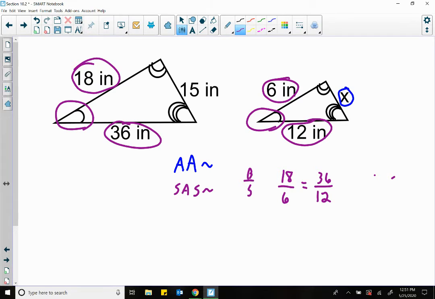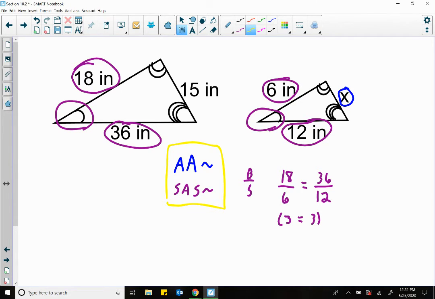Well, 18 divided by 6 is 3. 36 divided by 12 is 3. So yes, these fractions are the same. So you could conclude in the end that it could be either one of these two answers. Okay? So down below on the multiple choice, either look for the angle-angle similarity or look for the side-angle-side similarity. Okay? All right, now that we know that these triangles are similar, we want to find out what x is.